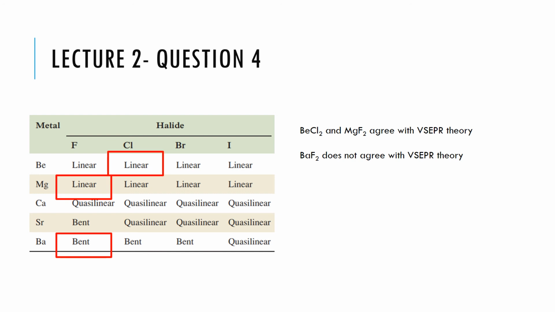So I think the key to this question is remembering that those earlier group 2 metal halides tend to adopt linear structures and therefore agree with VSEPR theory. As you move down the group, especially towards the later group 2 halides, strontium and barium, they tend to form bent or quasi-linear structures in the gas phase. So remember that this is all in the gas phase.